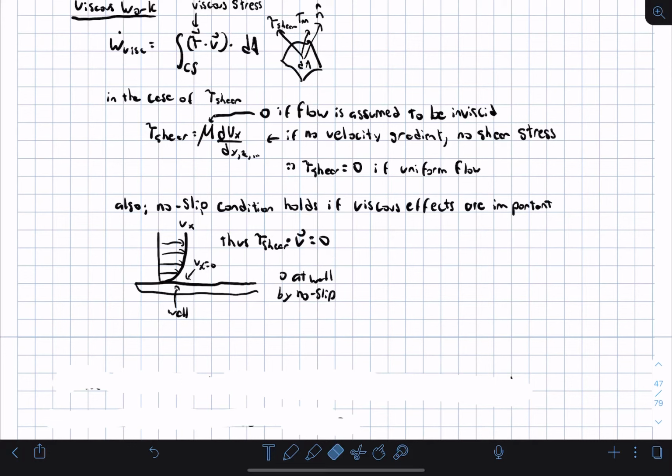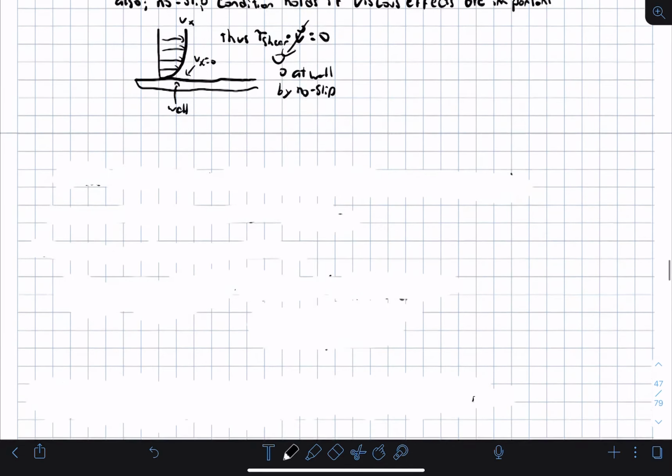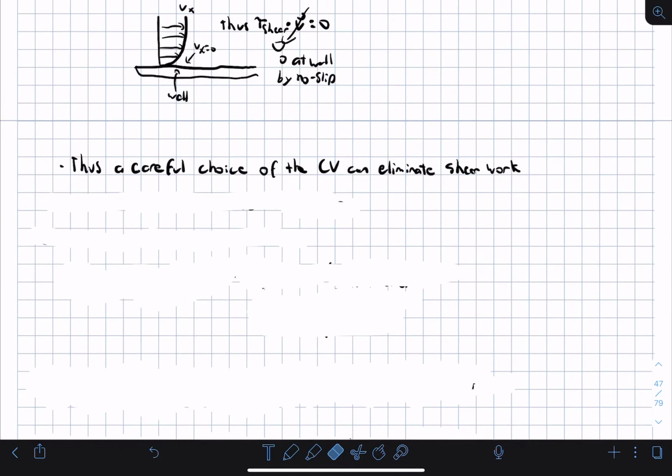And so essentially, if you were to pick a control volume, and the bottom of that boundary was going to cut the surface, there would be no viscous work leaving or entering through this control surface here, because the fluid velocity is 0, and there would be no shear work. Okay, so 0. Okay, so thus, a careful choice of the control volume can eliminate shear work.